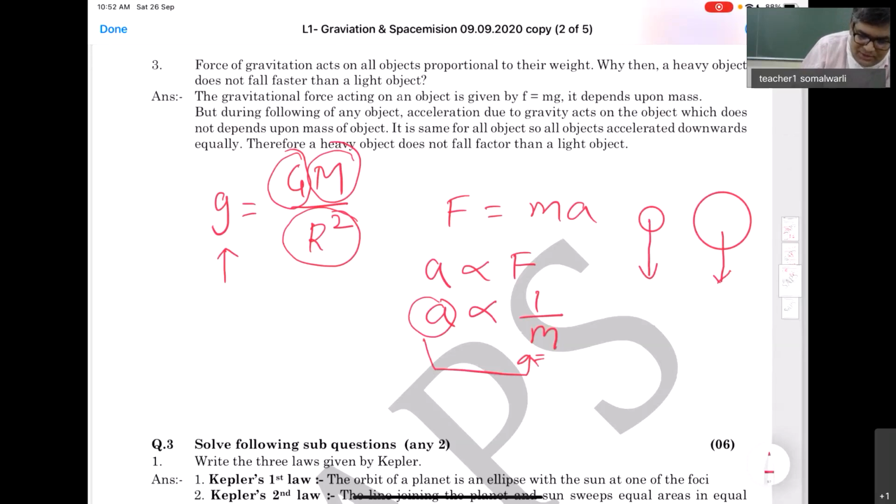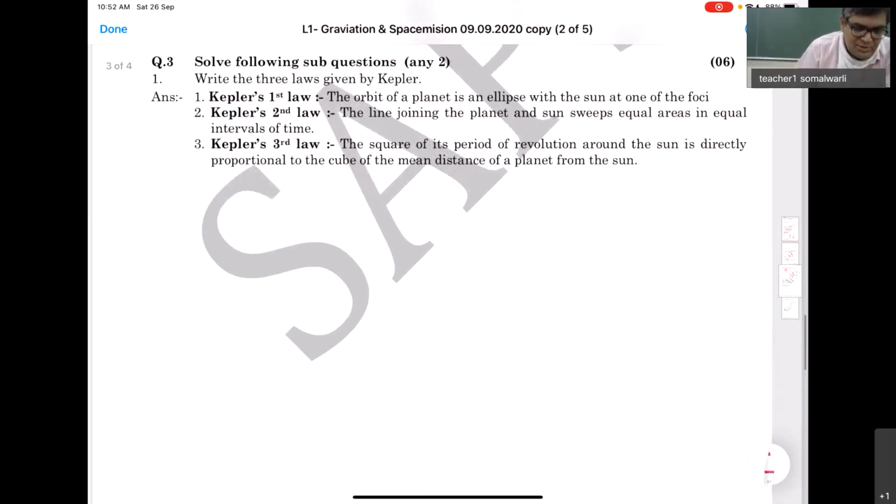So the object which is heavier experiences that much lesser acceleration, and the object which is lighter experiences that much greater acceleration. As a result, the acceleration due to gravity is independent of the mass of the falling object. Okay, let's go to the next question.